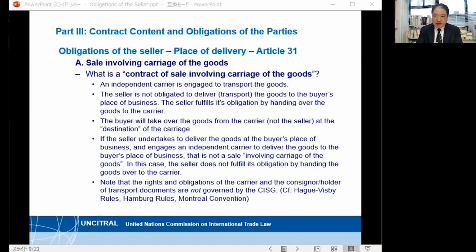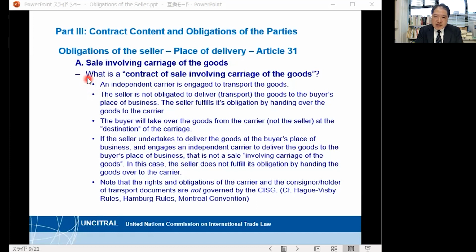This slide explains what a sale involving carriage of goods is. First, there must be an independent carrier that is engaged by the parties, seller or the buyer, to transport the goods. And this engagement must be based upon an agreement between the seller and the buyer. In other words, the contract of sale must anticipate this kind of engagement. That is the first condition.